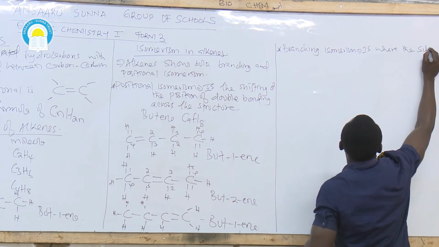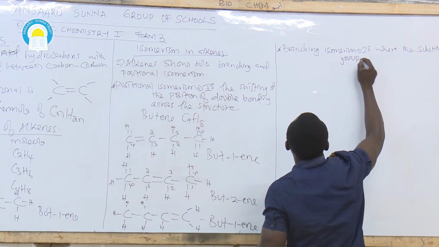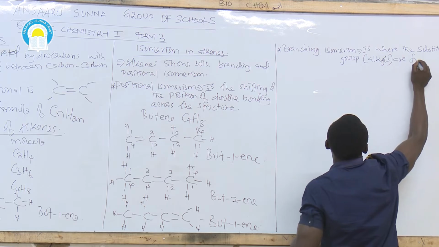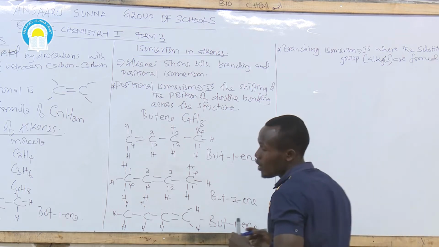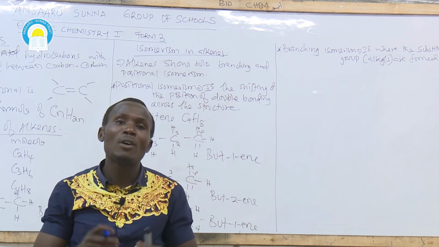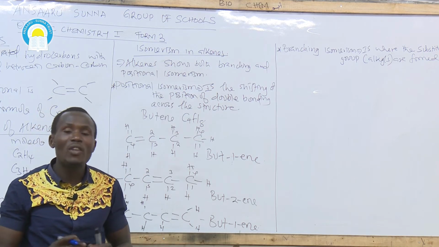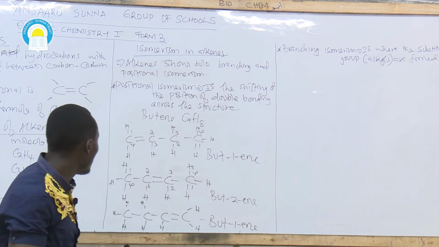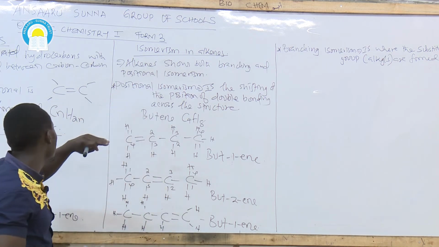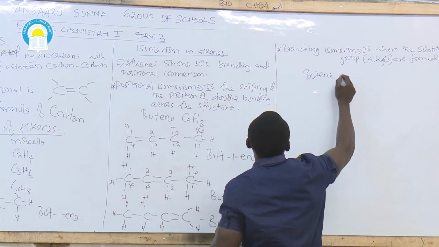The substituent group, in brackets alkyls, are formed. So we have a methyl, we have ethyl, we have propyl, we have butyl. Depending on the number of carbon atoms, then the substituent group can also be formed. Therefore, let's still have a look at branching isomerism in butene.